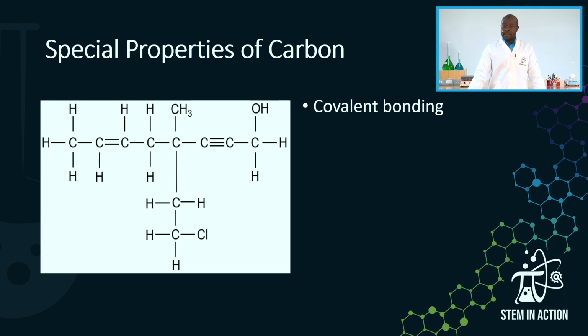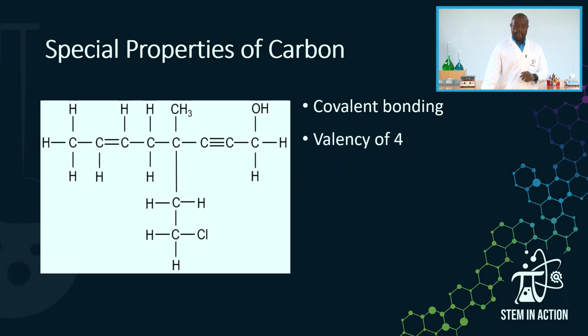The first one is covalent bonding. So we have already mentioned this and said that because of the position of carbon in the periodic table, it is able to form covalent bonds with nonmetals. All right, the second one is a valence of 4. As we have already indicated, because of the position of carbon in group 4, it is able to form 4 bonds around itself. So if you look at this compound, you will notice that this carbon here has 4 bonds around itself, and so does every carbon that is represented in this structure.